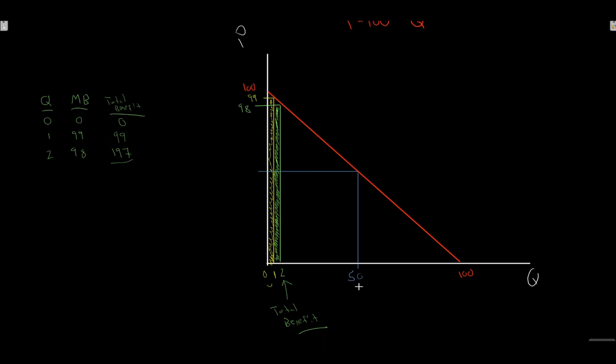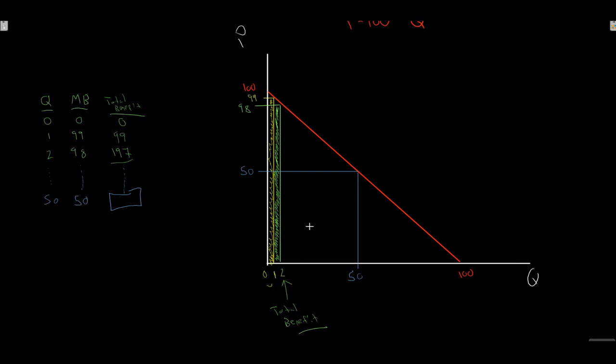if I were to consume 50 units, well, 100 minus 50, that gives me a price of 50, and thus my marginal benefit, 50. My marginal benefit was 50. And very similarly, I could aggregate all the way up, and I could work out my total benefit.